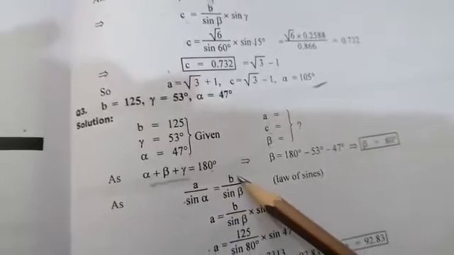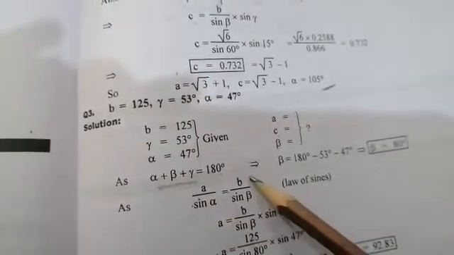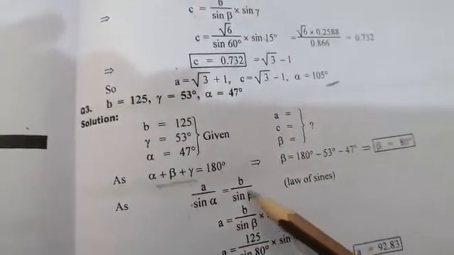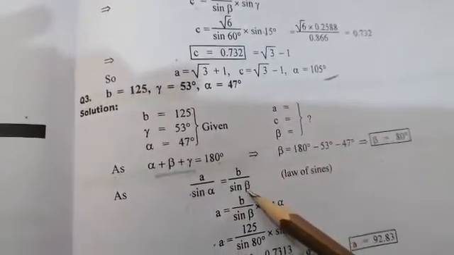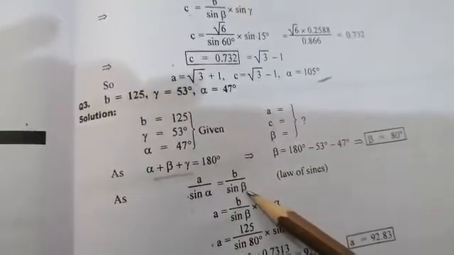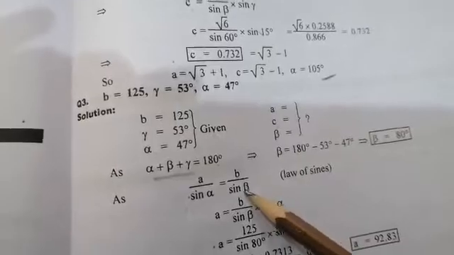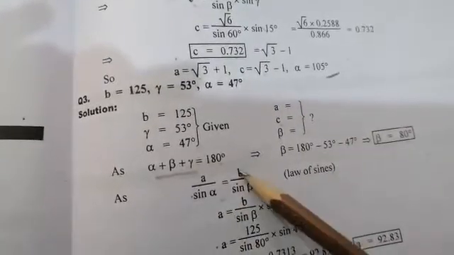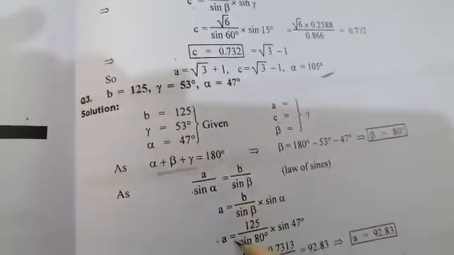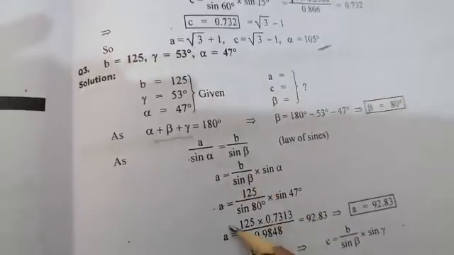Now, using law of sines, a over sine alpha is equal to b over sine beta. Because b is given, we have found beta, and alpha is also given. When we put these 3 values in this expression, we can easily find the value of a.